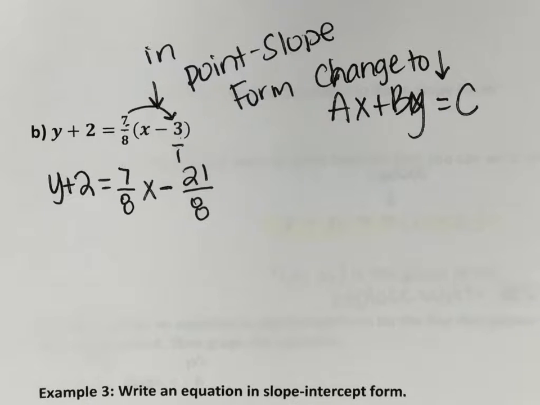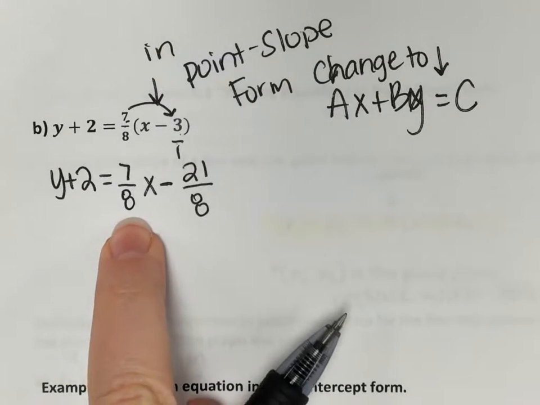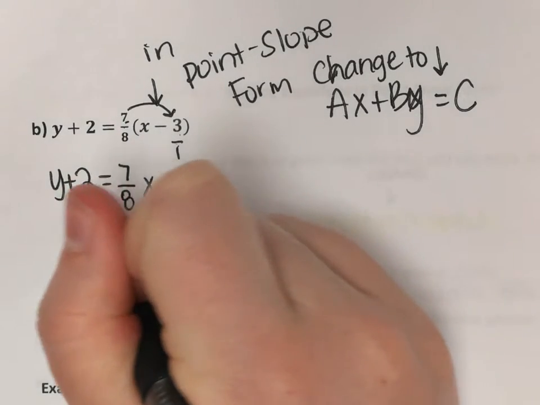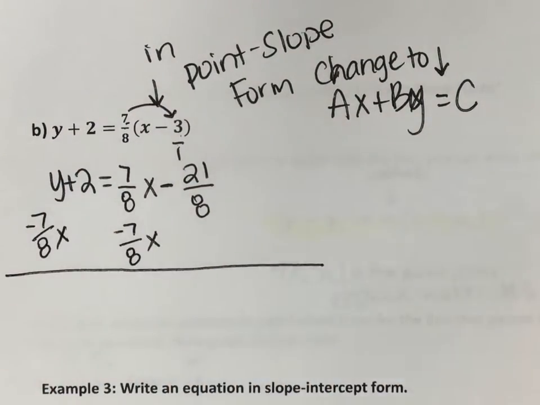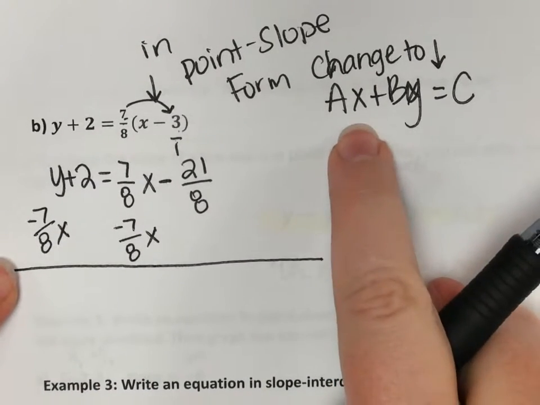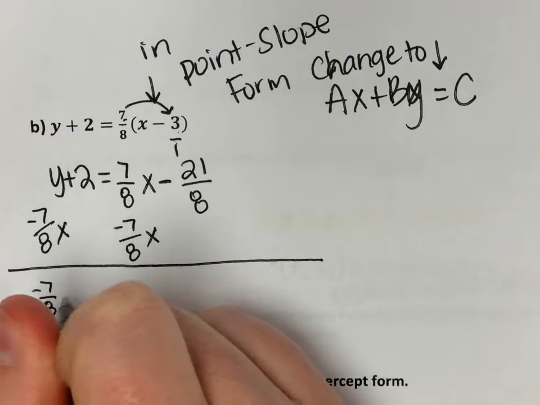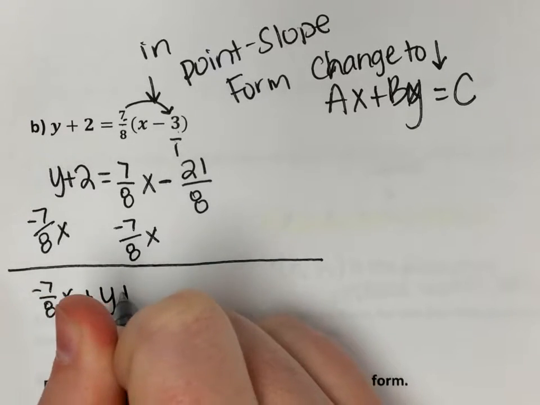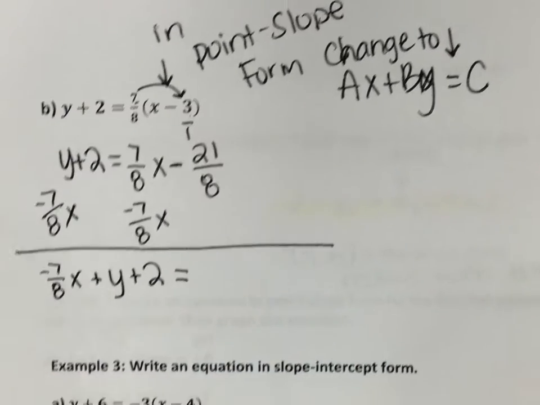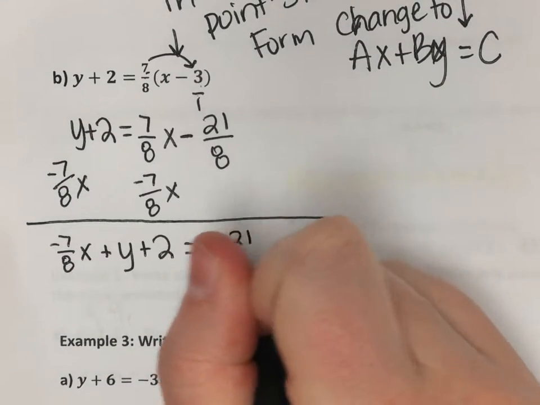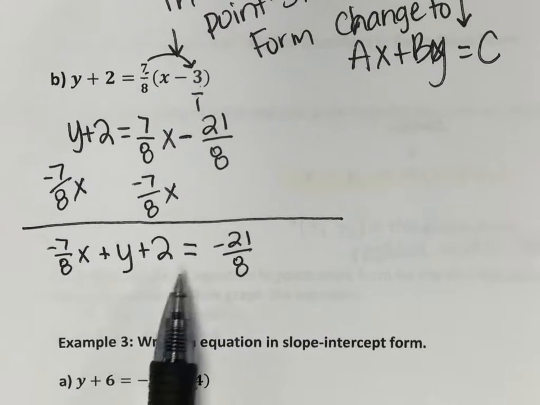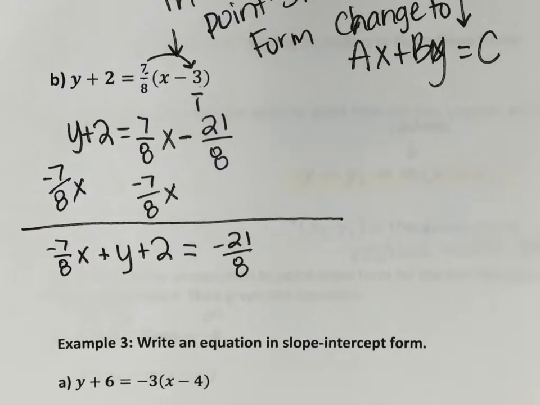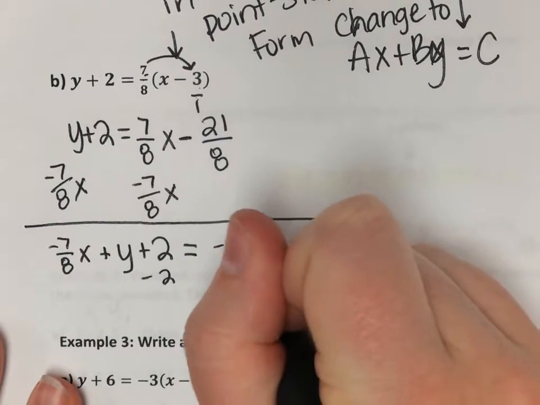So we want to move. What do y'all want to move first? Do y'all want to move the x's or the constants? The x's. So how do I move the 7/8 x to the other side? Good. Minus 7/8 x on both sides. Remember, our x goes first in this form. So we want negative 7/8 x plus y plus 2 is equal to negative 21/8. We have our x and our y over here, but we've got this little straggler we don't want. How do we move him? Good, minus 2 on both sides.